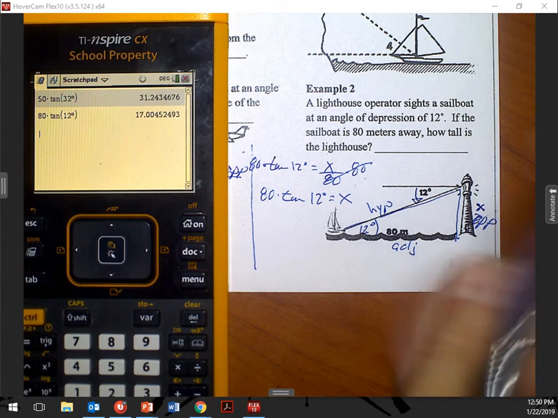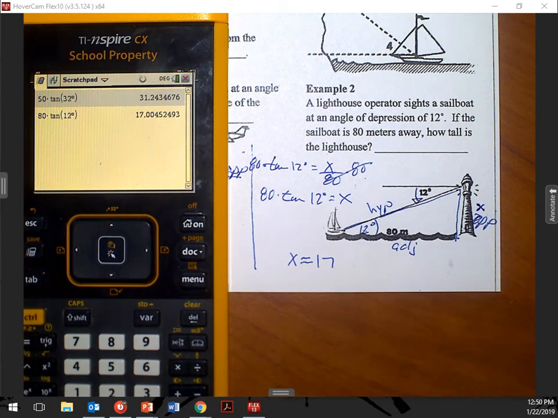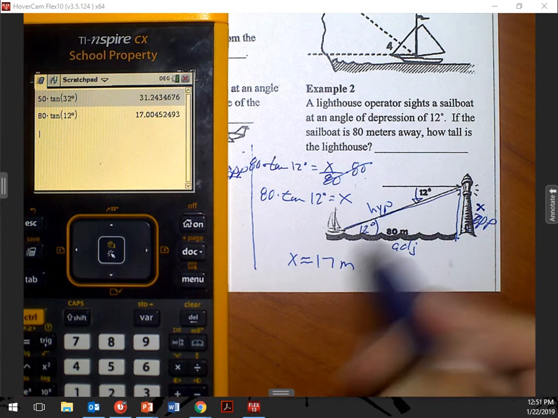80 times tangent of 12 degrees. So I get about 17. So X is about 17. What are my units? Meters. Are we okay? Questions? It'd be 17.0 meters, but 17 meters.